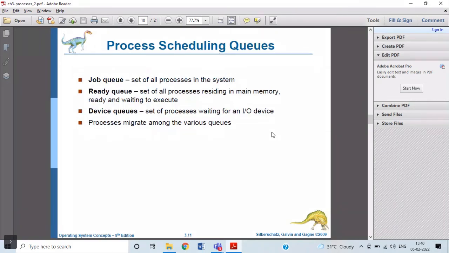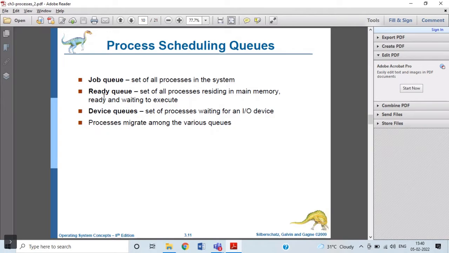Okay. So how are these processes scheduled? In a computer, many processes are coming in and executing with the help of the operating system and the processor. So there should be scheduling in process execution. For that we have some types of queues: the job queue, the ready queue, and the device queue.